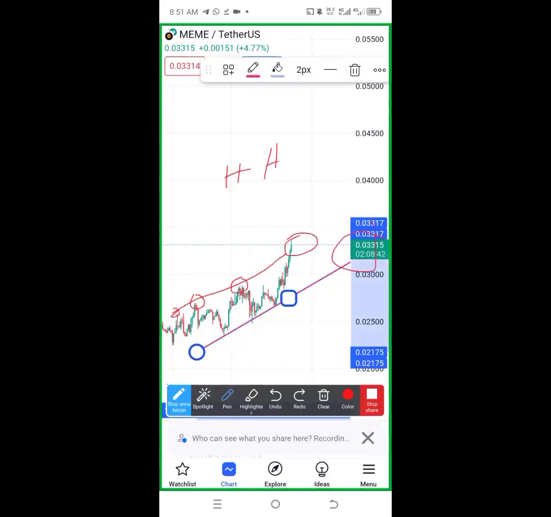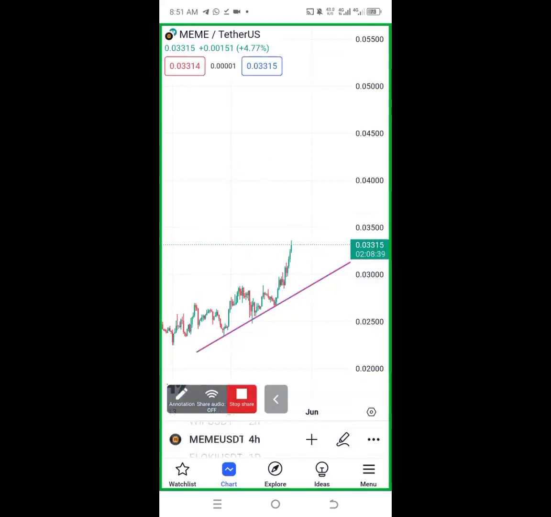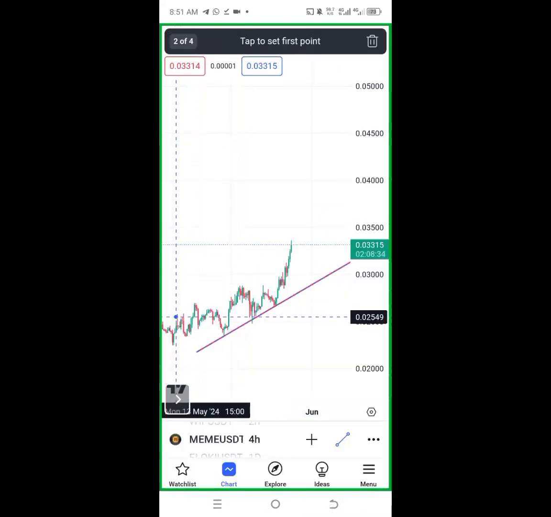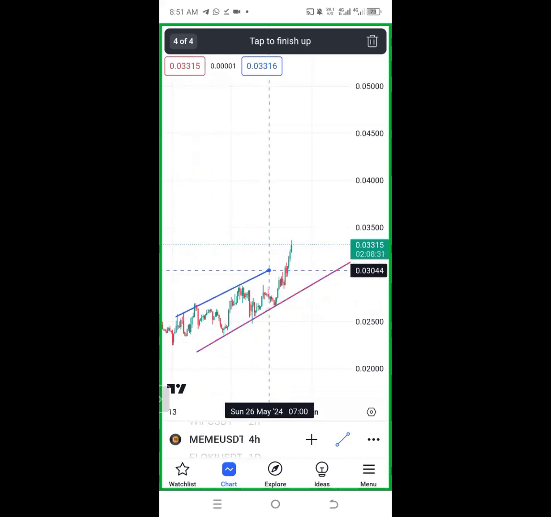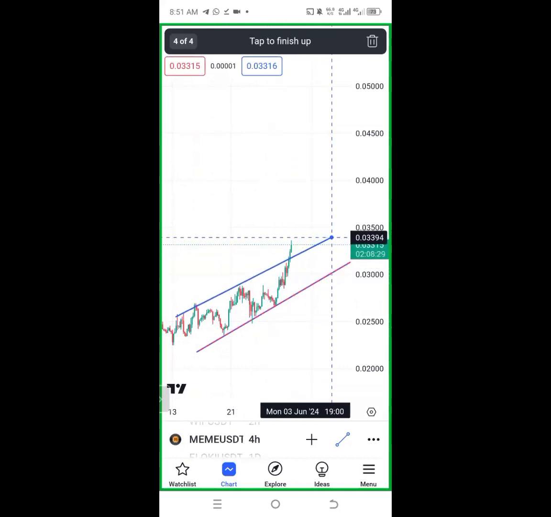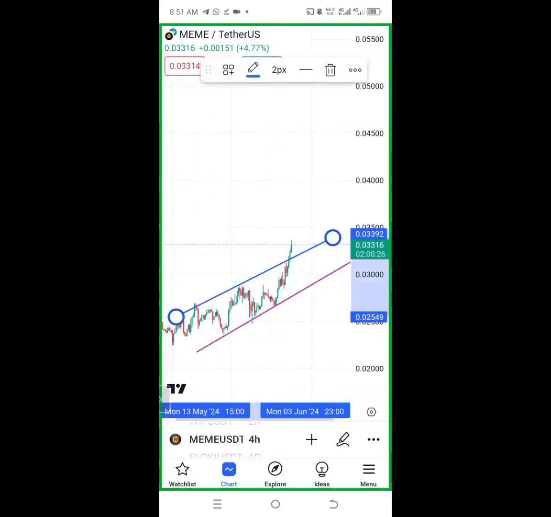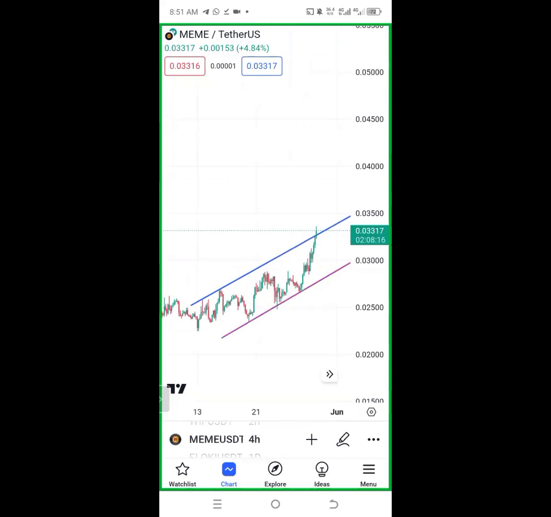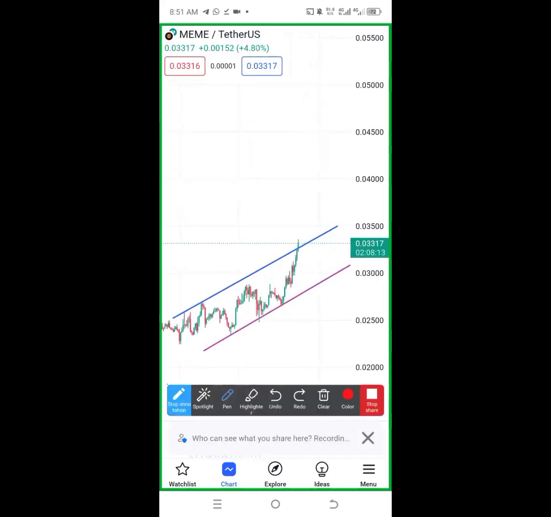Now, when you want to draw this, you pick another line and then put it there. Connect that, and then extend to the future. Okay? You can connect to the future. Right. So you have this as your resistance, this as your support. So you want to see how price is faring in between your channel.